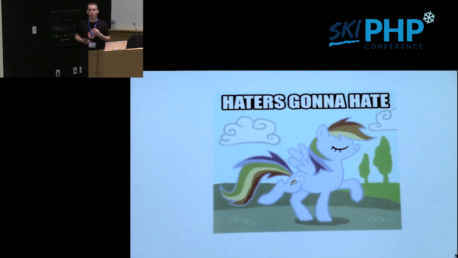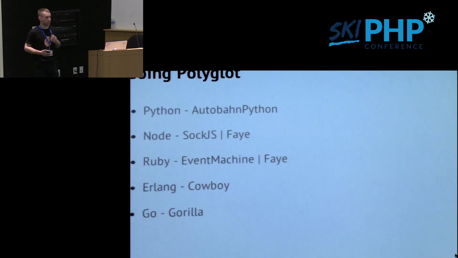If you are not already in a polyglot environment, adding another language is taking on technical debt because you have to train everyone who comes on this other language that you've written that is different than your entire stack. So if you are going to talk to other languages, here are some of the implementations in each of those languages. So Python has Autobahn Python.